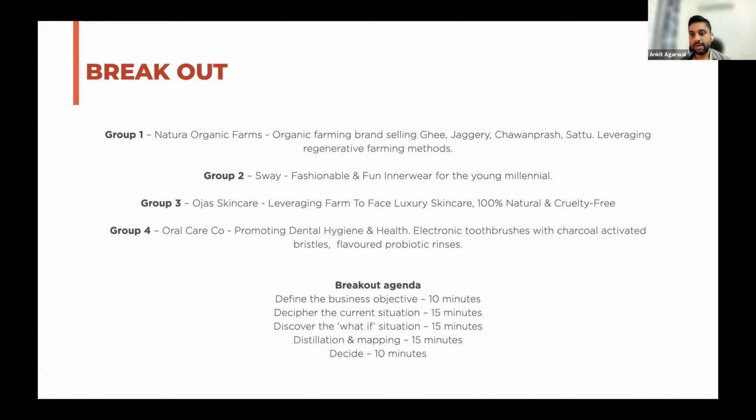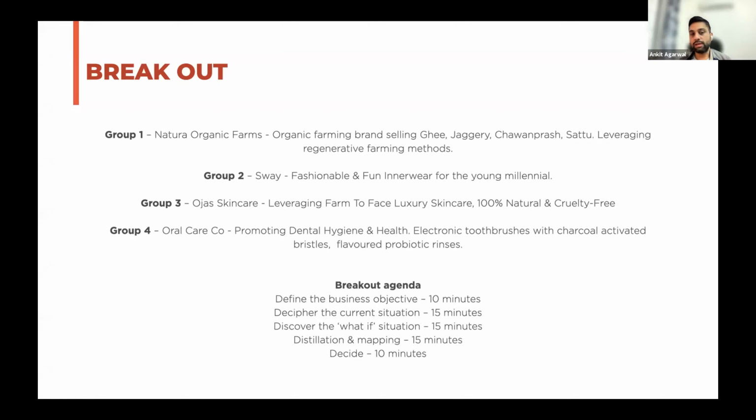What is the price range? Okay, you can decide all of that. Group 3 gets Ojas skincare, and they're leveraging farm to face luxury skincare. The name says it's a luxury skincare brand, 100% natural, cruelty free. You can decide upon other things.